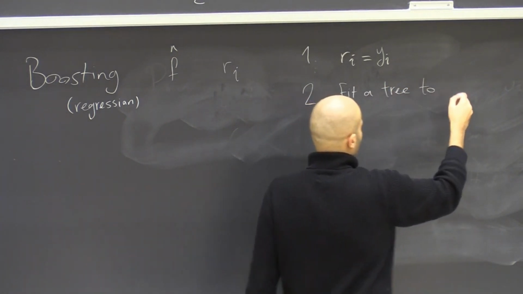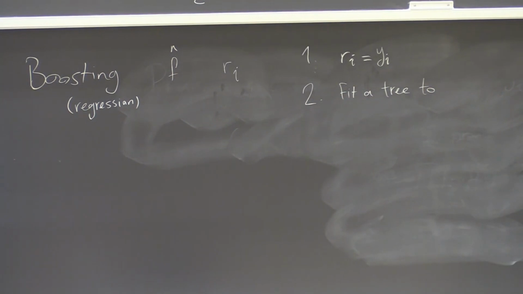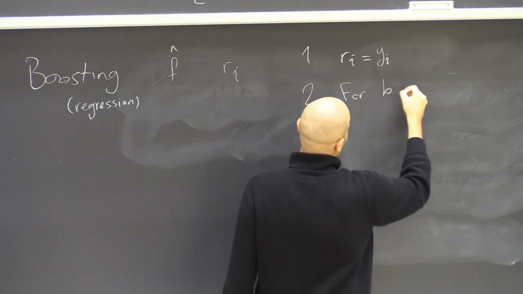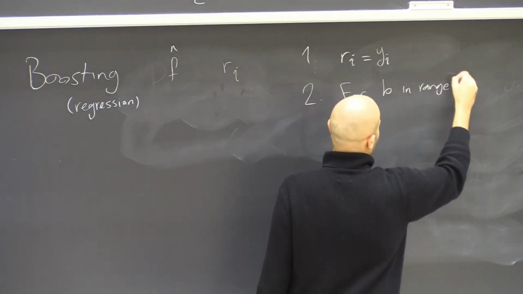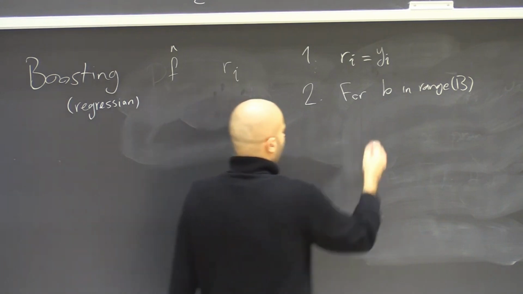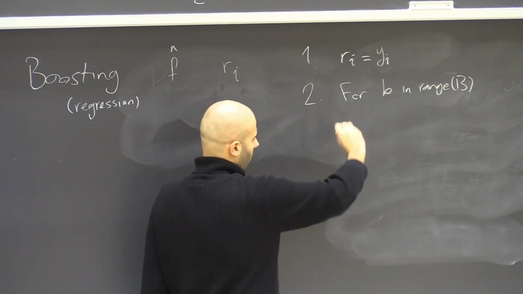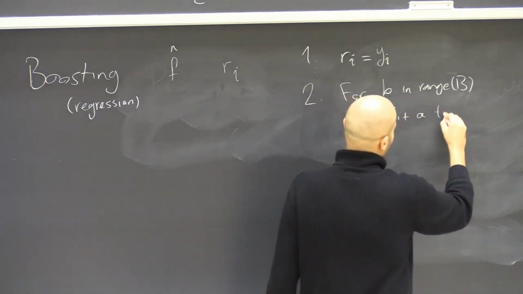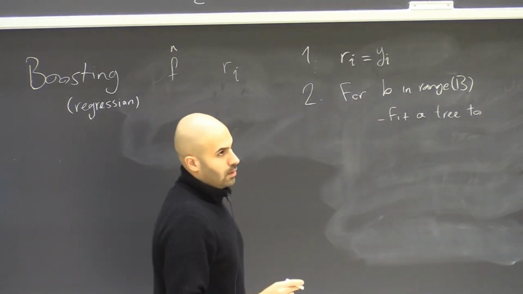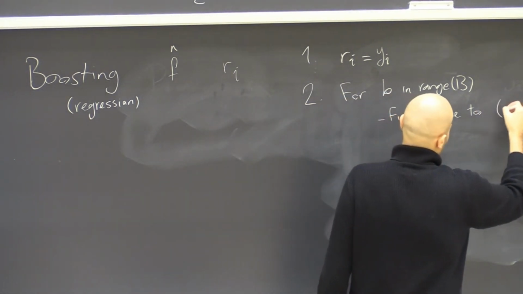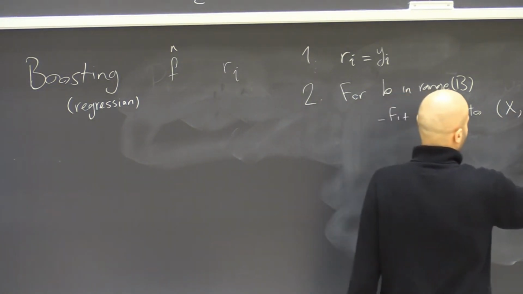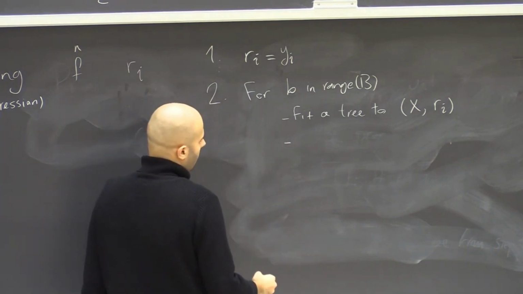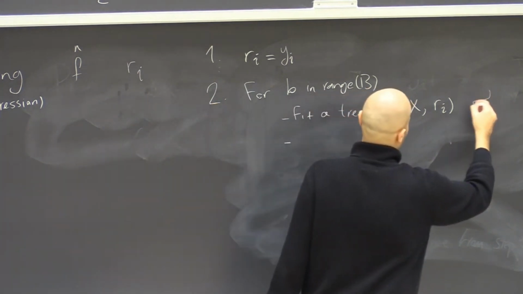And then in step 2, we're going to fit a tree to, well, actually, we have the bootstrap samples. So this step 2 is kind of a for loop. We have those bootstrap samples, and we start with the first bootstrap sample. For the first bootstrap sample, we're going to fit a tree. We fit a tree to this data set, to X, which are all the predictors, and r_i, which is the remaining response. This is like some tree, right? It's a tree like this.